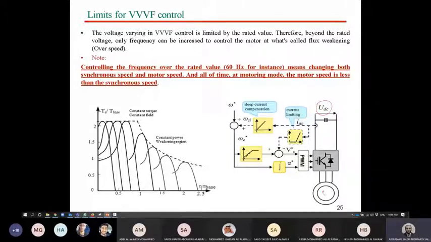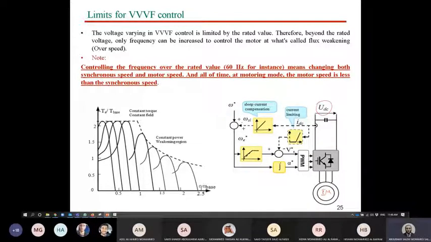This is our induction motor, and it's controlled by means of pulse width modulation. What's the meaning of controlling by pulse width modulation? Firstly, we sense the current and use this current mapping with the speed in order to make speed control.